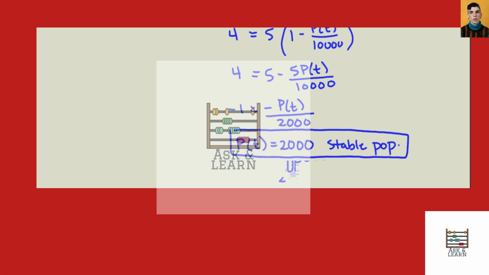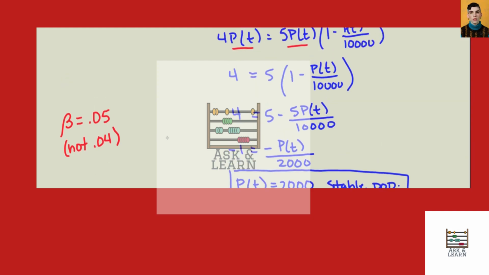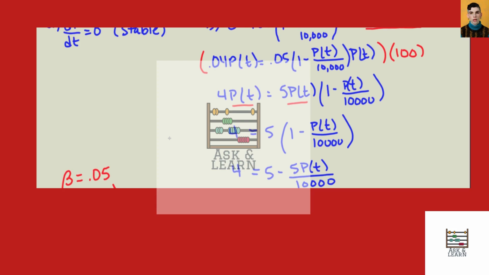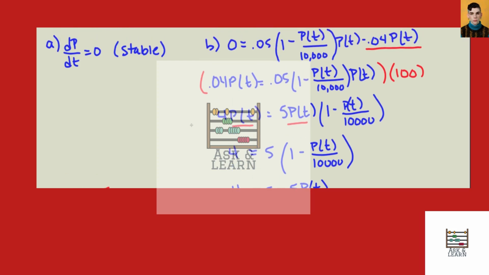And now for part C, we're going to look at what would happen if we changed beta to 0.05 instead of 0.04. Now, I think we can safely go back through without redoing all the steps and just look at what would happen if our 0.04 became a 0.05. This would be a 0.05. This would be a 4. Or sorry, this would be a 5. This would be a 5.